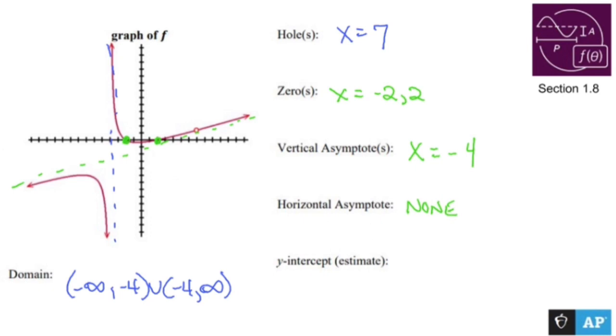My y-intercept is supposed to be an estimate, so I'm going to estimate that at, I don't know, -1/2. So we'll say -1/2. We're estimating. We're not being perfect. That's for Jesus to do.